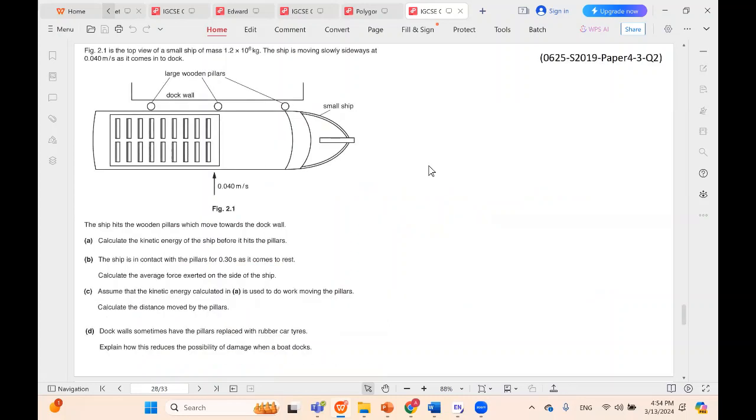Figure 2.1 is the top view of a small ship of mass 1.2 times 10 to the power 6. The ship is moving slowly sideways at 0.04 as it comes into dock. The ship hits the wooden pillars which move towards the dock wall. Calculate the kinetic energy of the ship before it hits the pillars.